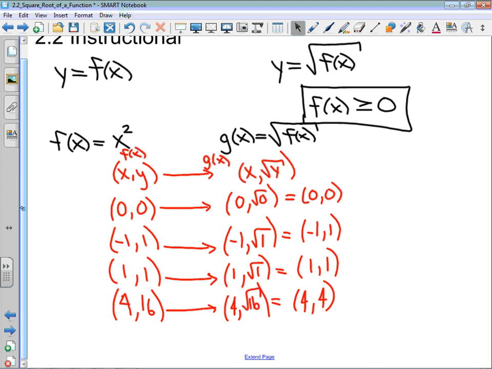Now, there are some pretty important concepts that this table highlighted. g of x is equal to f of x, and I'm going to label this as invariant points.